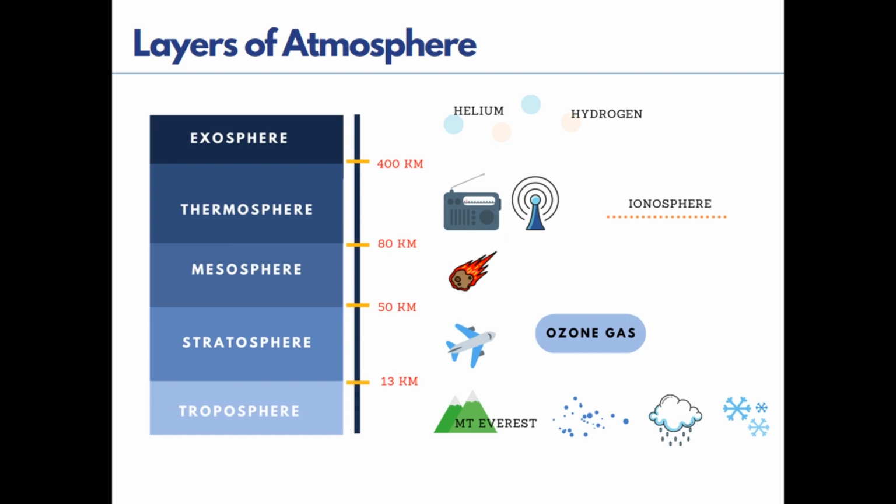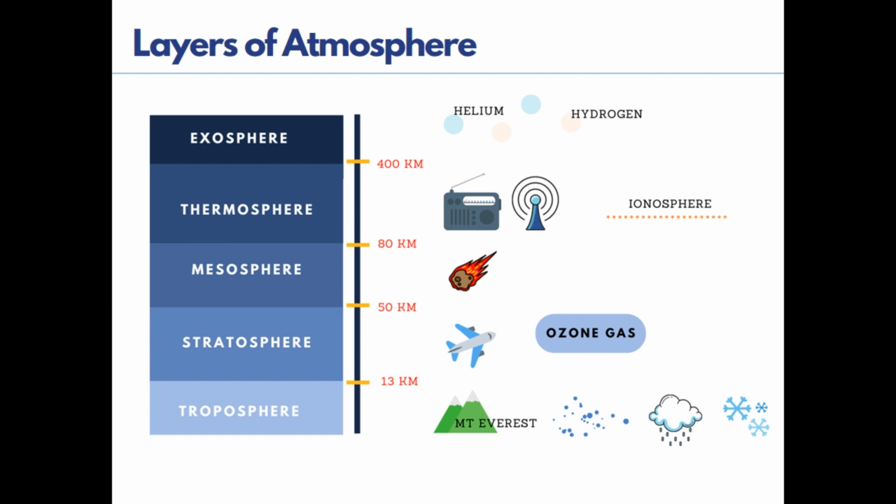Next comes the stratosphere. It extends up to 50 km. It is free from clouds and weather phenomena, so it is ideal for aeroplane flying. The stratosphere has an ozone gas layer, and this protects us from harmful sun rays.